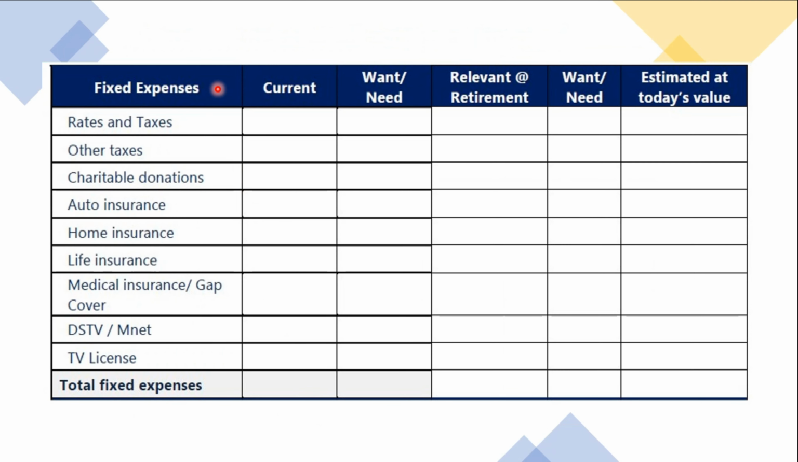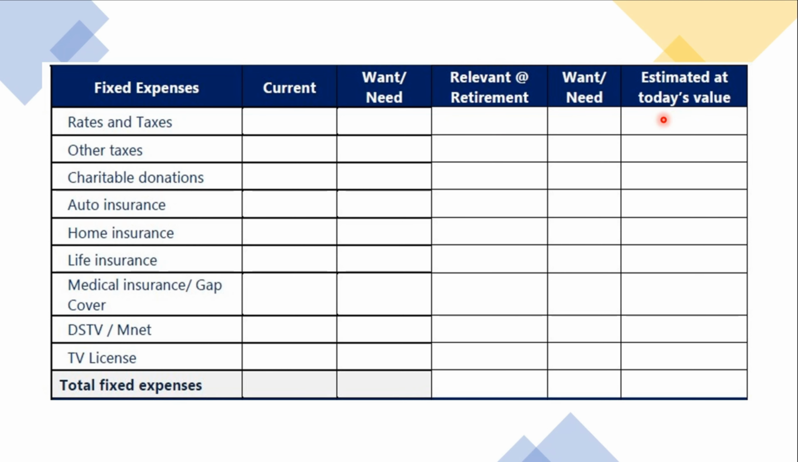If we look at fixed expenses, you will note that fixed expenses normally apply to a year because it would be contract based, right? So rates and taxes only if you have your own home. Currently, what do I pay? Is it a want or a need? Is it relevant at retirement? Yes, if I have my own home. Would it be a want or a need then?